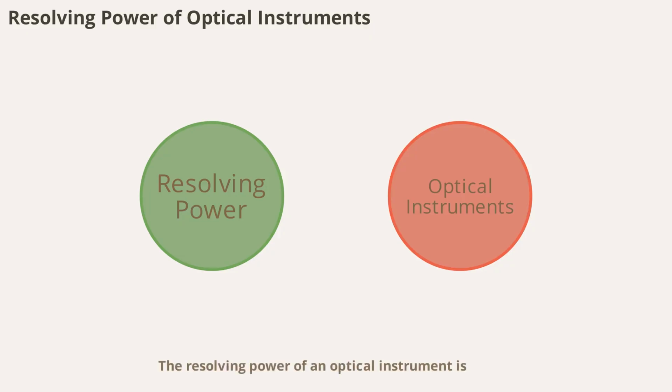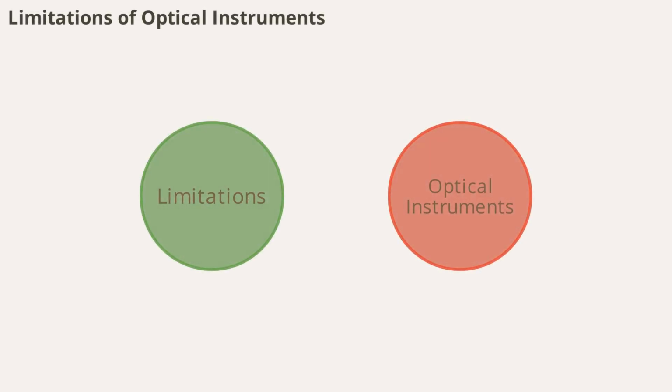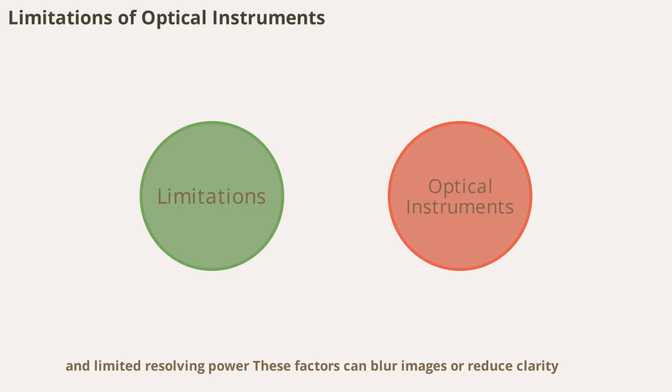The resolving power of an optical instrument is its ability to distinguish between two closely spaced objects. Higher resolving power means finer details can be observed. This property is crucial in microscopes and telescopes, determining how much detail we can see in tiny cells or distant galaxies.